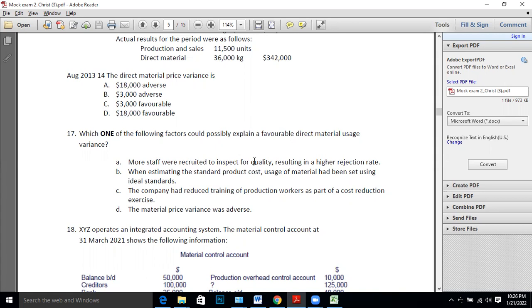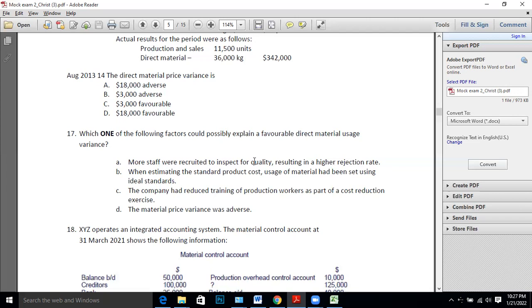B: when estimating the standard cost, usage of material has been set using an ideal standard. Ideal standard means standards that are too difficult to achieve, achievable only under ideal working conditions, with no allowance for losses. So ideal standards most of the time give adverse variances, hardly ever favorable. The ideal standard is like giving you a mock exam and telling you that you are going to get 100 marks. Almost all of you are going to get an adverse variance, because rarely do students get 100 marks, and a favorable variance is impossible, since you can't get more than 100 marks. C: the company had reduced training of production workers as part of a cost reduction exercise. If you reduce the training, they're going to be less skilled and will waste material. So the usage variance cannot be favorable, it has to be adverse.